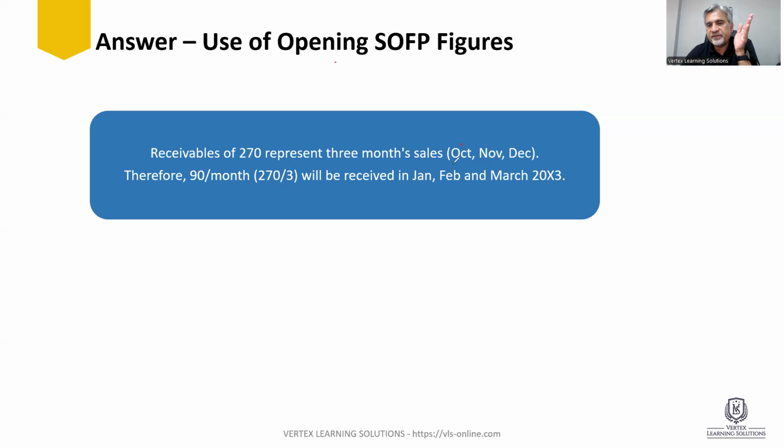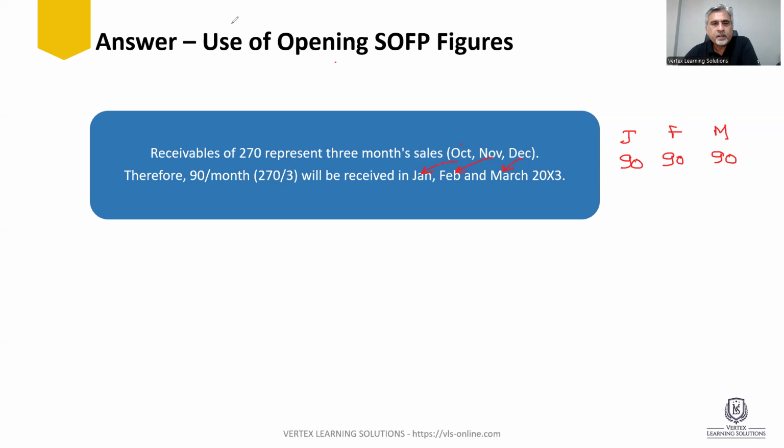This will be received in January, February, and March, because the October people, their 3-month credit finishes in January. They will pay in January, November people will pay in February, and December people will pay in March. This is 90, 90, 90. So in my January, February, and March, I'm going to receive 90 million from October, 90 million from November, and 90 million from December.